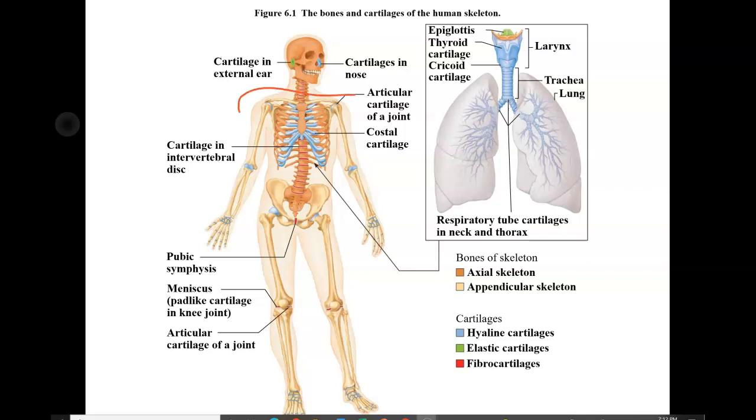So the pectoral girdle, that's going to consist of the collarbone, which is here, the clavicle, and it consists of the scapula, which is around back. That's referred to as the pectoral girdle. It also consists of the upper appendages, the arms, the wrist, and the hands.